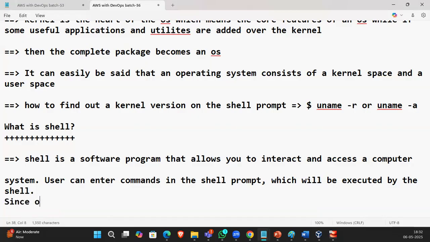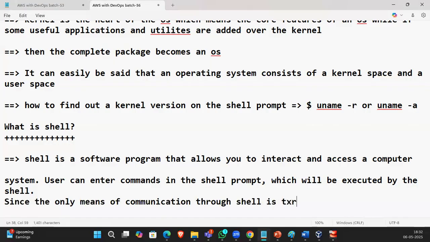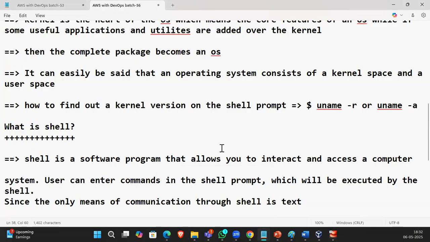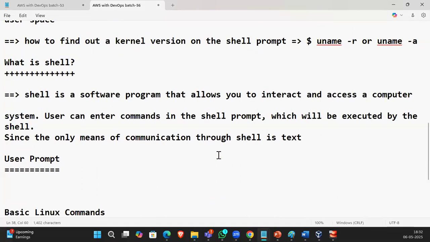Since the only means of communication through shell is text. What is this, guys? How are you communicating with your shell? You are communicating with the shell through text, right? ls is text, pwd is text, ls -lrt is text, root is text, password is text. So the only means of communication through shell is text, right?